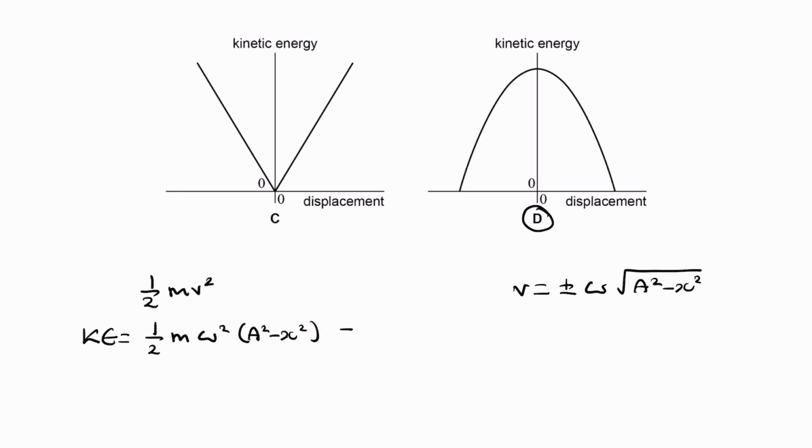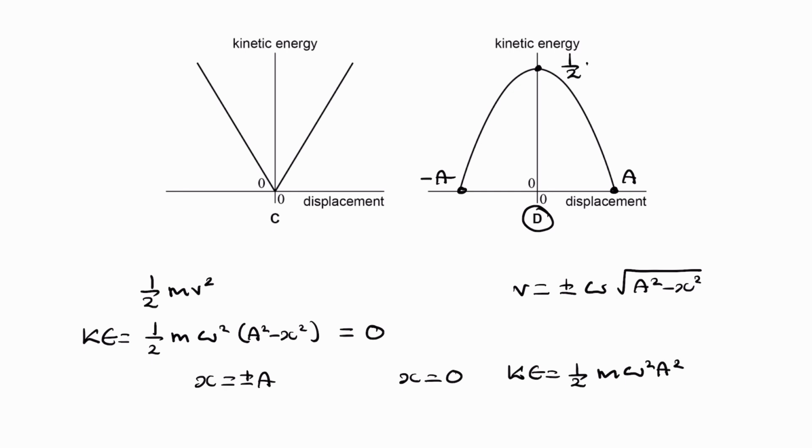If you were to set this quadratic equal to 0, you end up with x being equal to plus or minus a, which are these two positions here and here. When kinetic energy is 0, the displacement is the negative amplitude or the positive amplitude. And if you were to set x to be 0, which is the middle position, we end up with kinetic energy is a half m omega squared a squared, which is the maximum kinetic energy, a half m omega squared a squared.